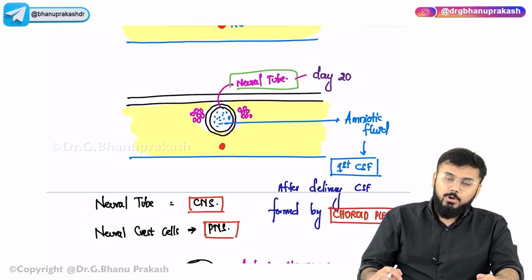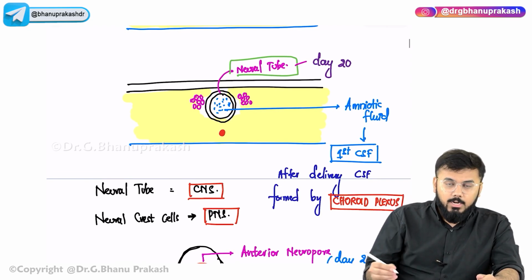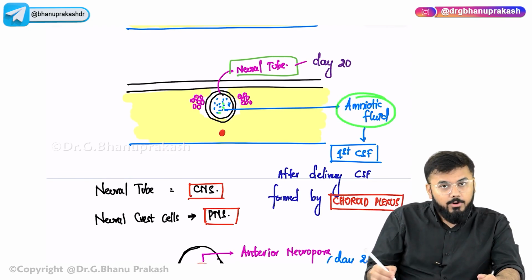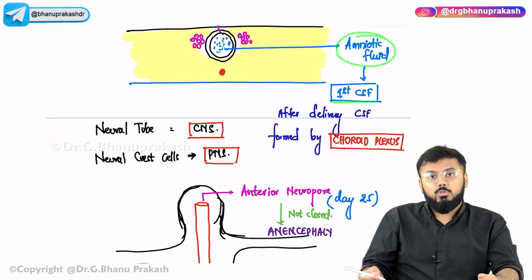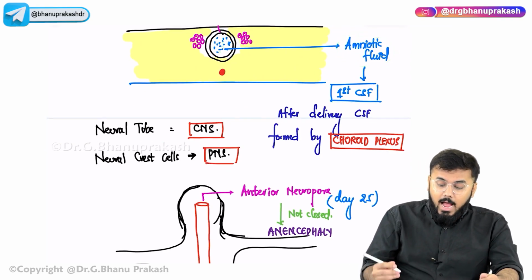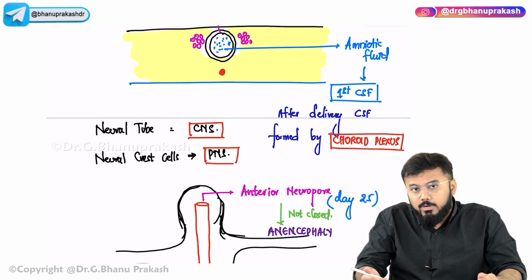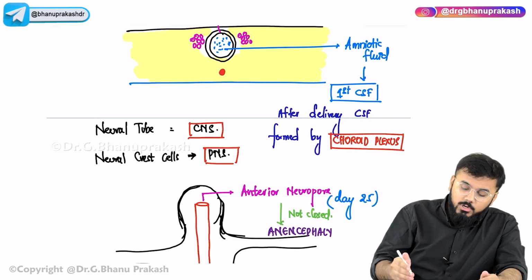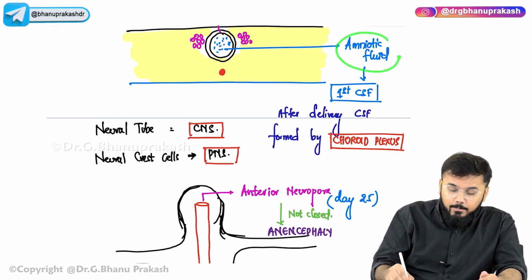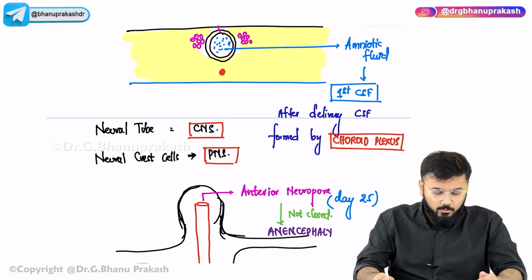Okay. Next important thing is that within this neural tube, you have got amniotic fluid, right? So amniotic fluid is considered as the first cerebrospinal fluid. After delivery, the cerebrospinal fluid is formed by the choroid plexus. But before the delivery, in the womb, what is the cerebrospinal fluid? That is the amniotic fluid, the first cerebrospinal fluid.